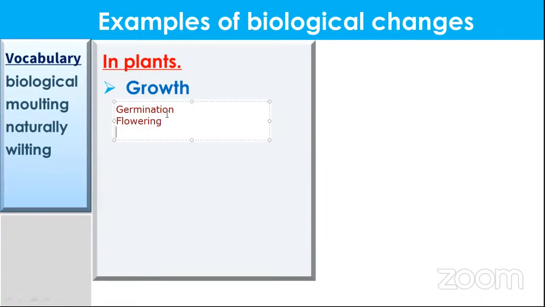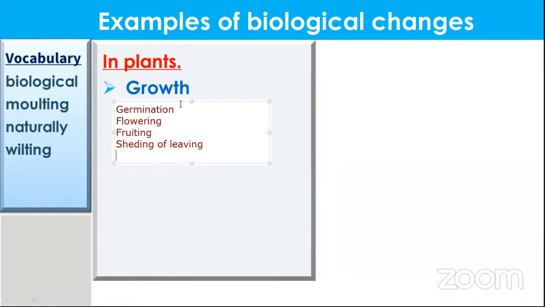Pollination. Okay. Leaves. Which one? Fruiting, very good. Shedding of leaves. See where I'm writing. Shedding of leaves. Another one. Rotting.